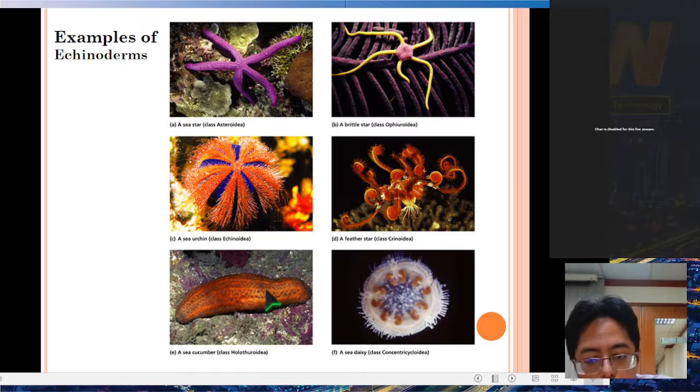Sea cucumber, what we call in Malaysia gamat, holothuroidea. And lastly, the sea daisy, concentricycloidea. It will just spin around. All of them are echinoderms, which means that all of them have a calcium-based bone.